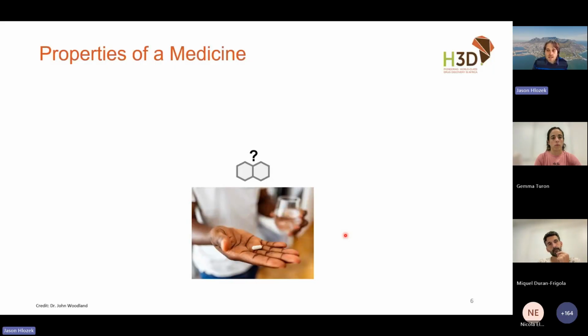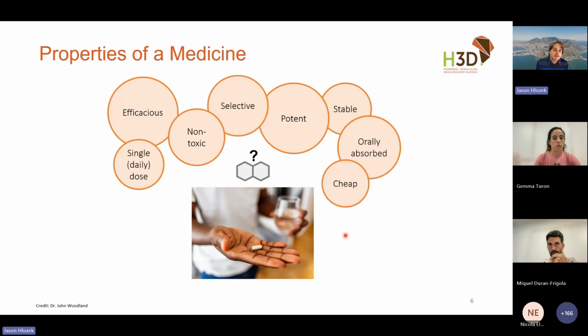So now we'll start shifting a little bit into why is drug discovery hard? So the first thing I want you to think about is when we are talking about a medicine that we're going to give to an actual human, what kind of properties should such a medicine have? I'll give you 5 seconds just to think about what that could be. Right, so here's some of the properties.